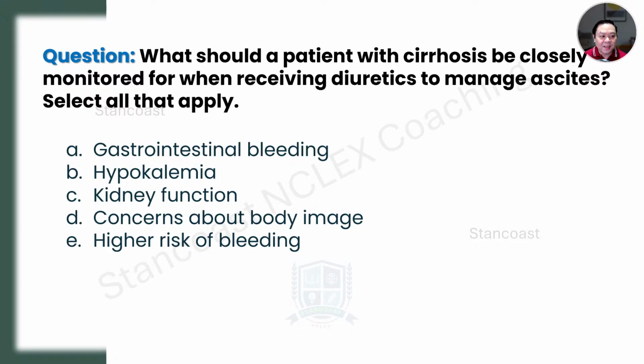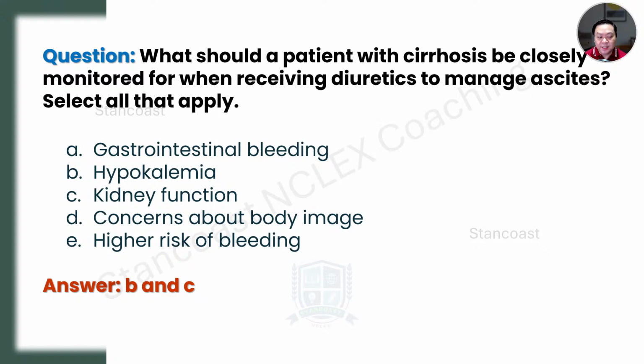Those are letters B and C. We know that the diuretics can actually deplete the electrolytes. For example, we got the potassium, right? It can affect the level of that potassium. It can lead to hypokalemia and other electrolytes as well. And another thing that you need to be doing here this time is to also monitor for the kidney function.